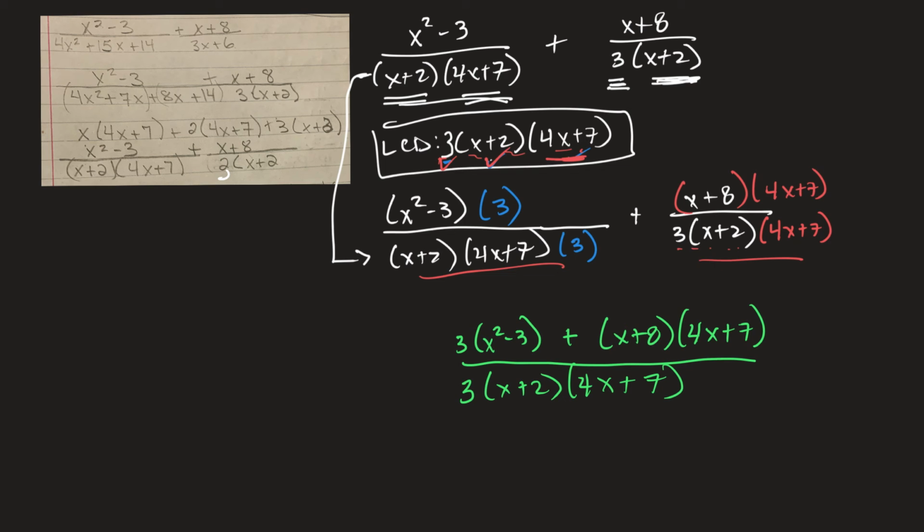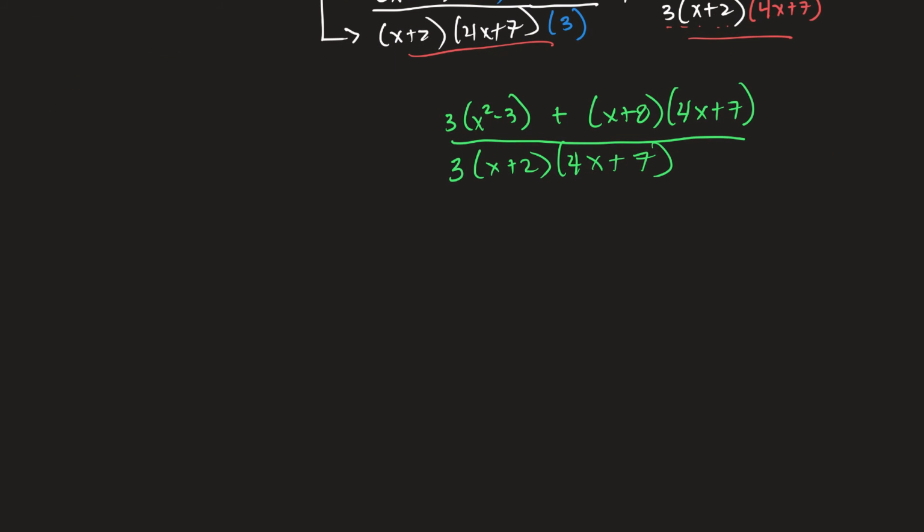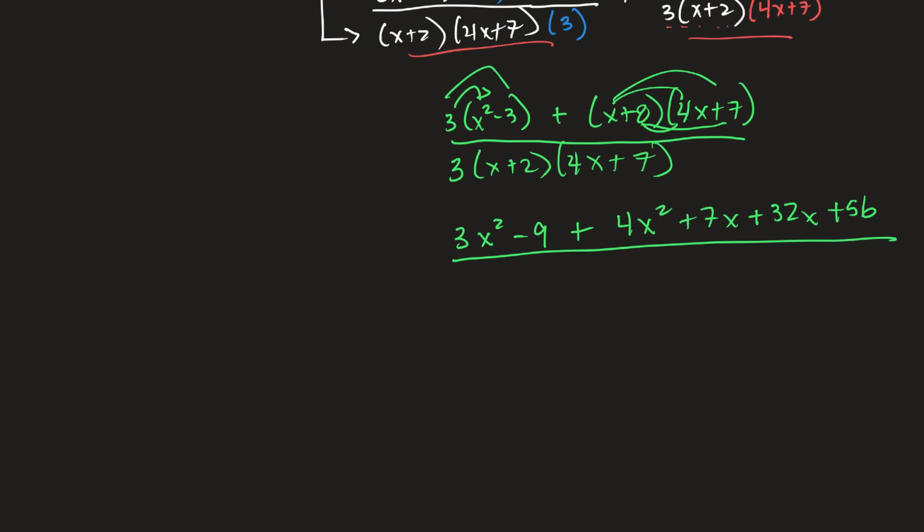Okay, feeling fairly good. Now let's just do some stuff to the top there and sort of see what pans out. All right, so I have the 3x squared if I multiply this through, and then this, minus 9, plus, this looks like a FOIL thing, so 4x squared plus 7x, plus 32x plus 56, all over my lowest common denominator.